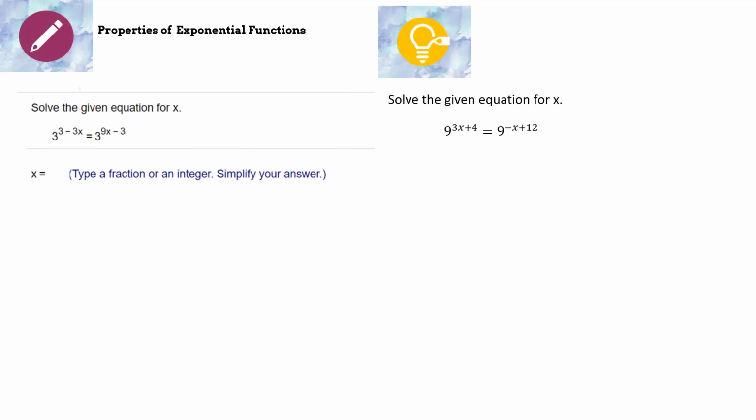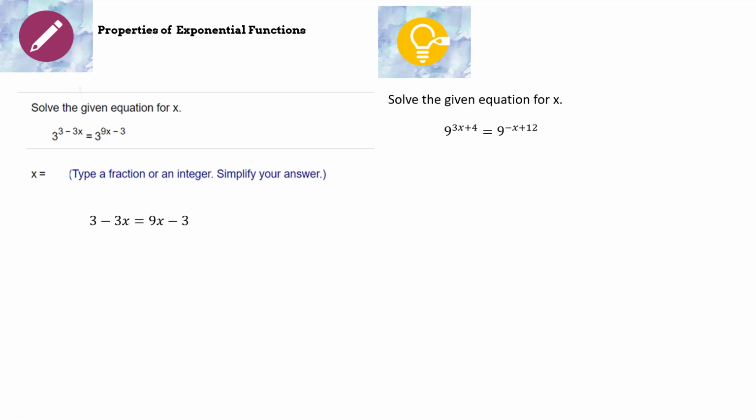Let's look at the next one. Solve the given equation for x. 3 to the 3 minus 3x equals 3 to the 9x minus 3. When I look at these, I need to make sure that my bases are the same, and they are. That means I can make their exponents equal to each other.